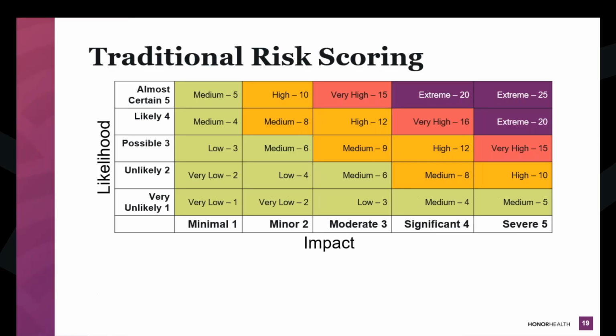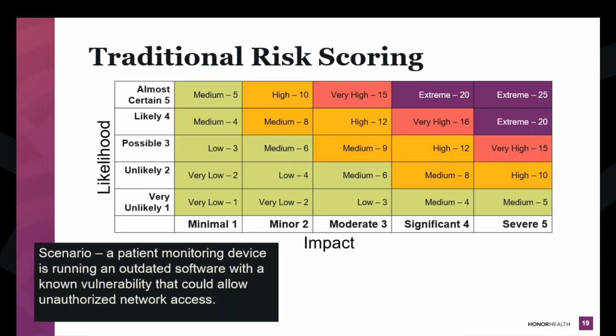You're basically asking two questions here. What is going to be the likelihood of something happening, and what will be the impact if it happens? Okay. So in our scenario, we're going to talk about a patient monitoring device that's running outdated software with a known vulnerability that could allow unauthorized network access. Okay. So first, we're going to look at the likelihood score.